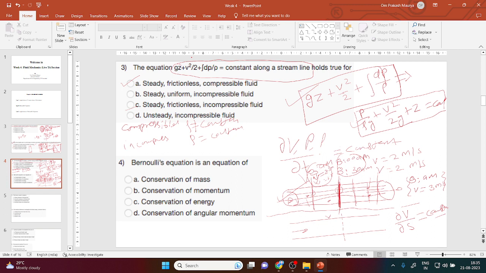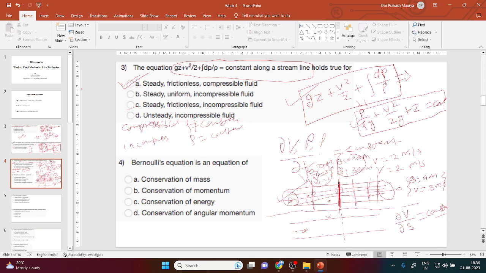For which? Option number 3. Yes, sir. So question number 3, you are telling option number A is correct. What I am telling is, if your equation was P by rho g plus V square by 2g plus Z equal to constant, then your equation was valid for option number 3. But here the equation given is the integration of dp by rho, where rho is not constant. So in case of not constant rho, this is the case of compressible flow. So option number A is correct for this question.